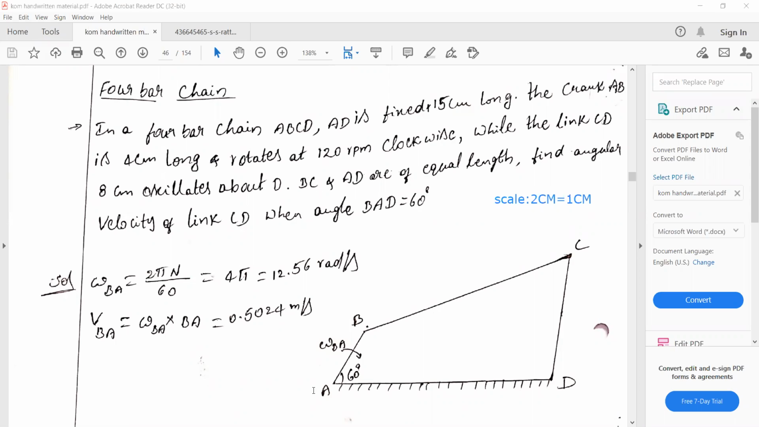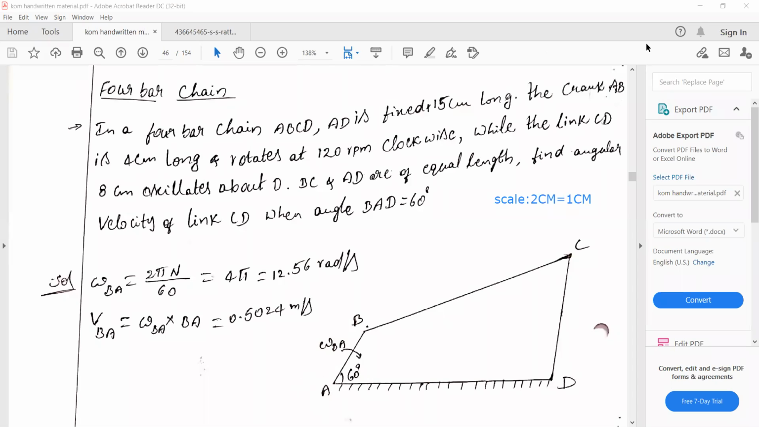Later, AD means 15 centimeter. You have to draw one straight horizontal line and place the AD on it. The original length is 15 centimeter, but from the scale, we consider it as 7.5 centimeters.